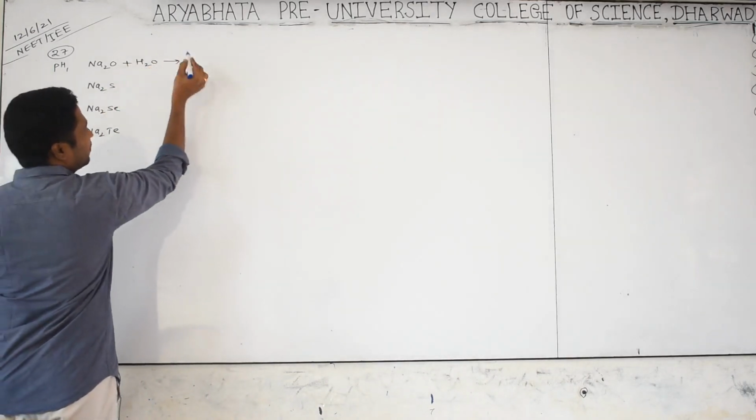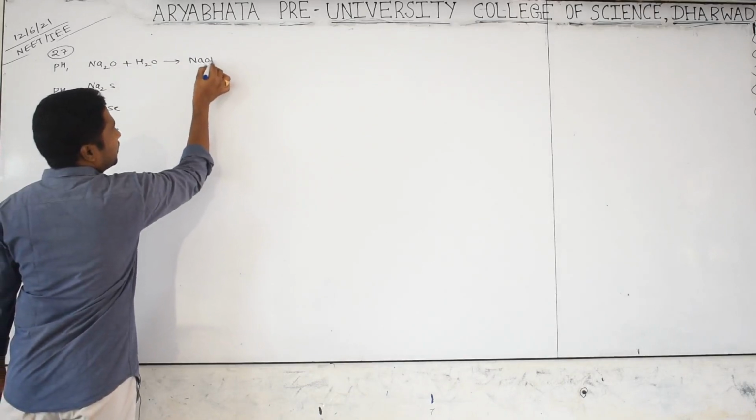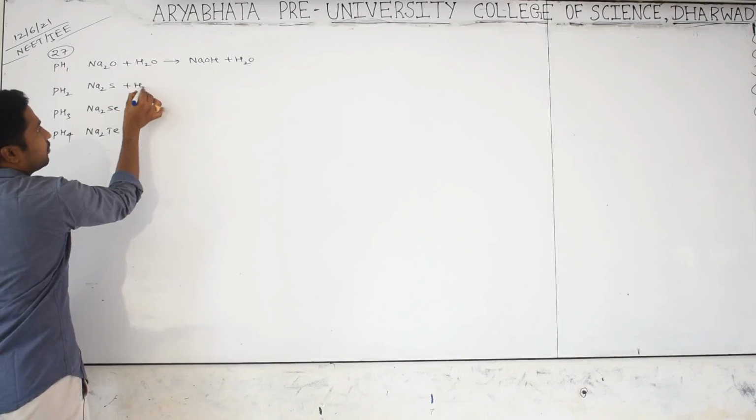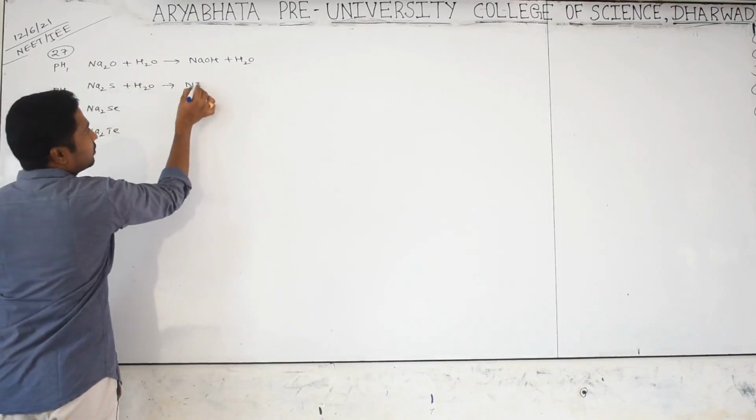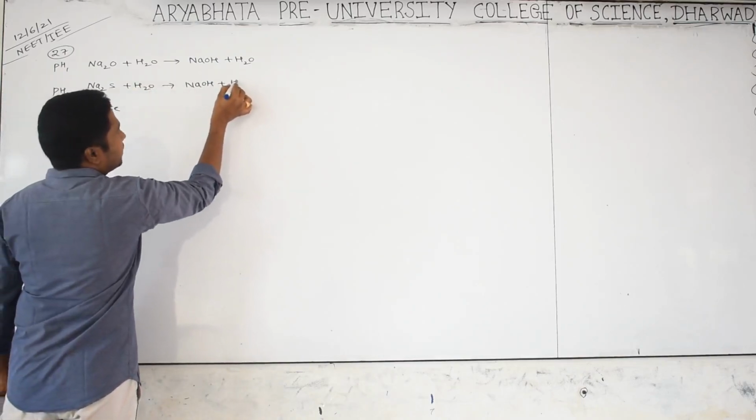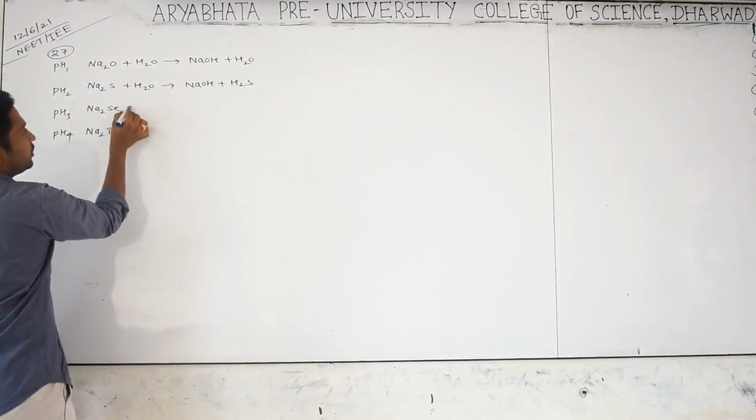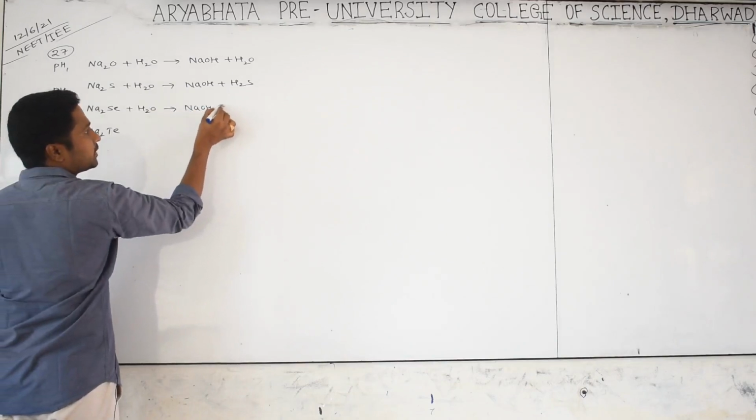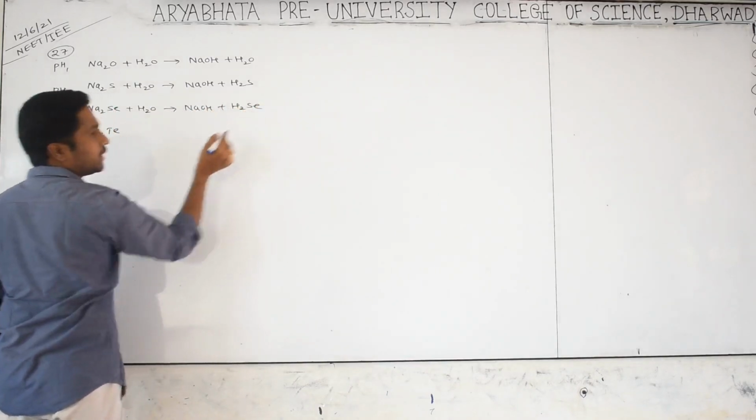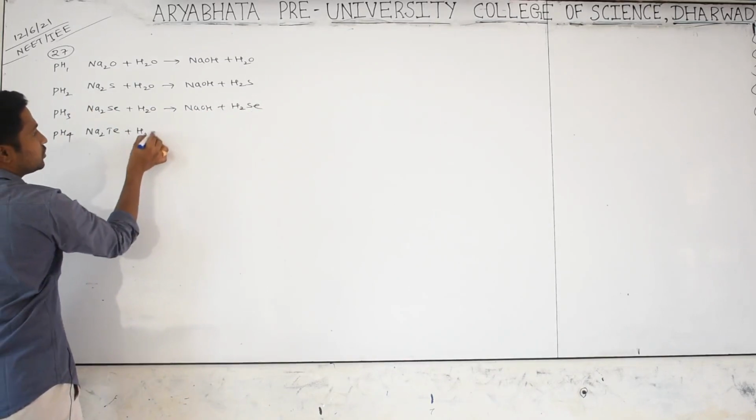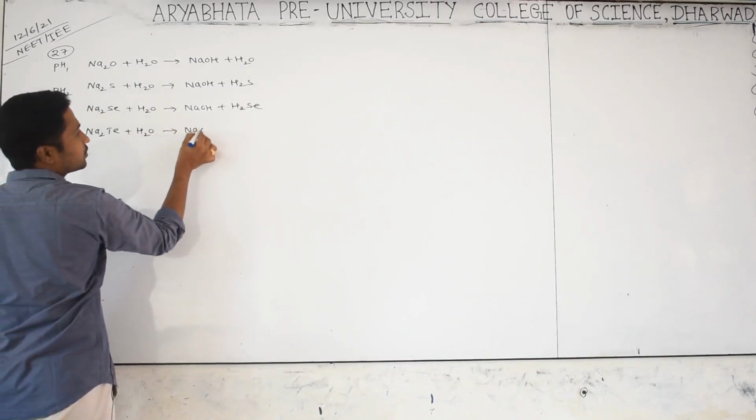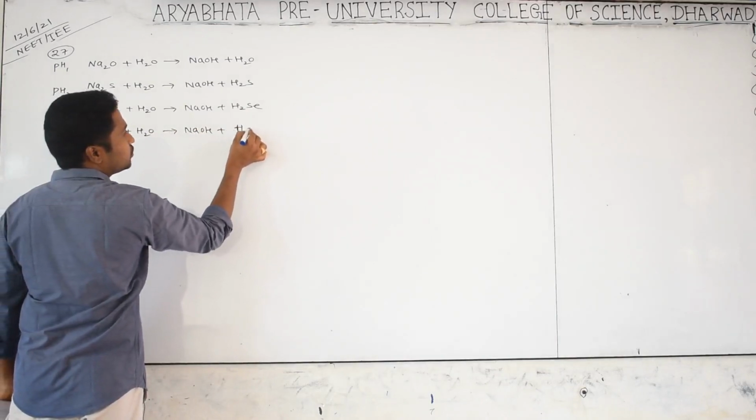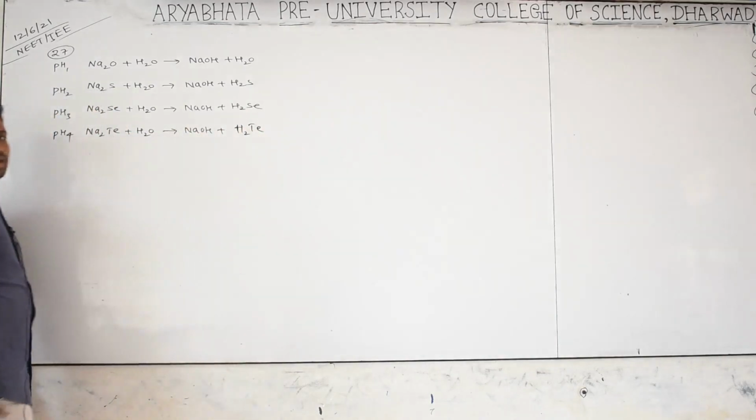You balance it, it is not a matter, we are getting NaOH plus H2O. If you dissolve this chemical in water, we are getting sodium hydroxide, strong base, plus H2S. If you dissolve this one in water, we are getting sodium hydroxide plus hydrogen selenide. H2O dissolved, we are getting sodium hydroxide as usual plus tellurium hydride, means H2Te. Did you observe or no?